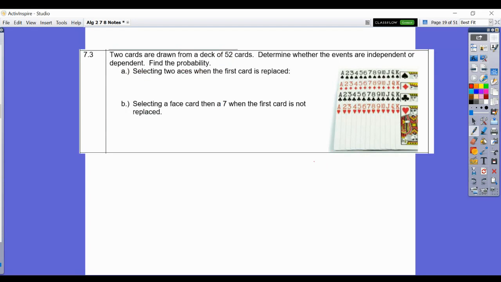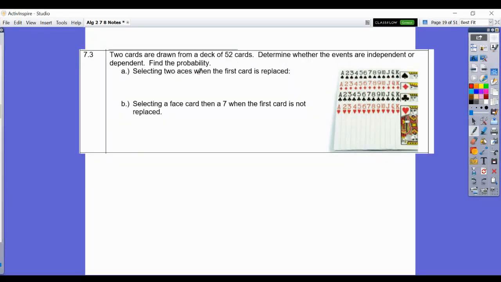All right, let's do some more examples. And we don't know right now if these are going to be independent or dependent. So it's a good idea to try to wrap your brain around that before you start solving it. So we've got a deck of 52 cards. If you don't know, cards are in 4 suits, 2 red suits and 2 black suits, and then they go ace through 10, jack, queen, king. So there are 13 cards of each suit times 4 is 52 cards.